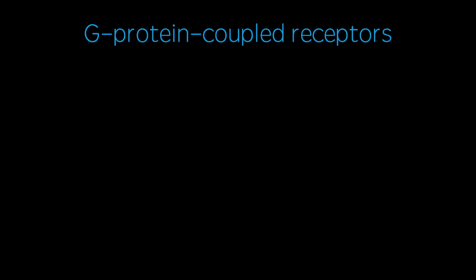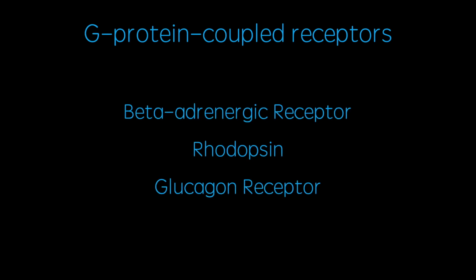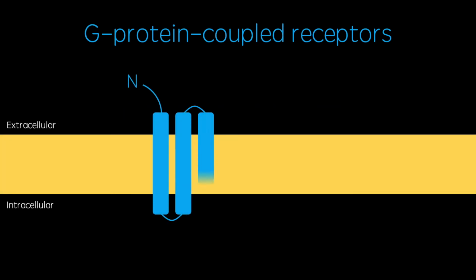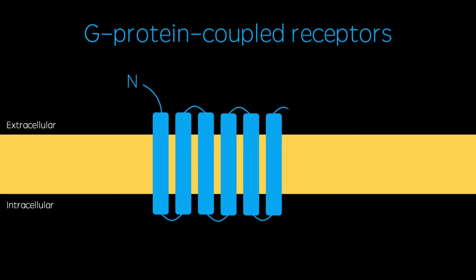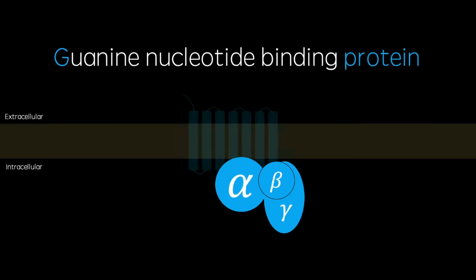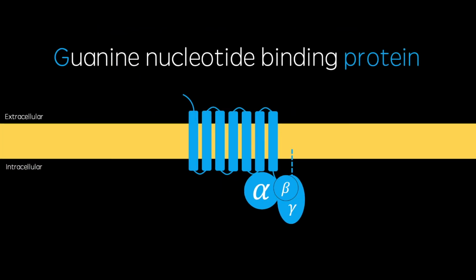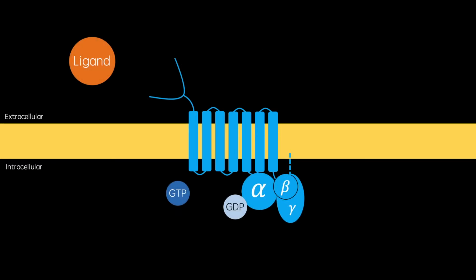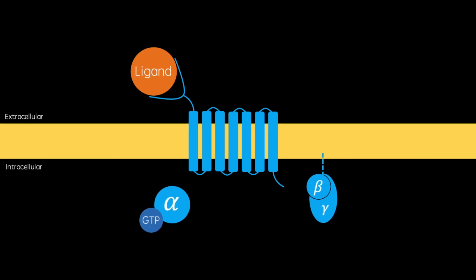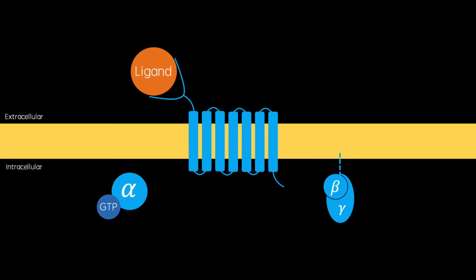G-protein coupled receptors include beta-adrenergic receptors, rhodopsin, and glucagon receptors. These receptors have 7 transmembrane domains with an extracellular N-terminus and an intracellular C-terminus. Attached to the third intracellular loop is the G-protein. Upon ligand binding, the alpha subunit of the G-protein swaps its GDP molecule for GTP and dissociates, carrying out intracellular downstream signaling.